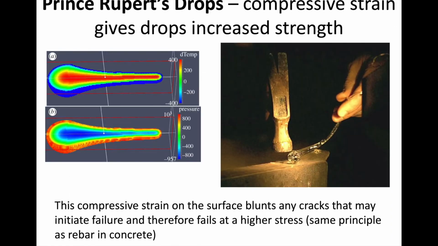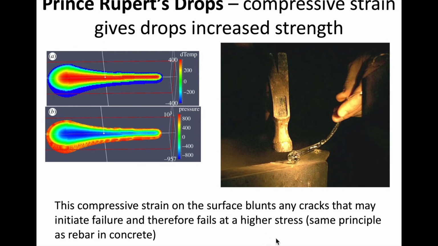What this gives us is that this compressive strain increases the strength of the material, because the compressive strain on the surface makes the material stronger. We saw that for brittle materials, glasses and ceramics, those materials are stronger in compression. The exterior is already under a state of compression, and that prevents any cracks that may be there from failing until we overcome that compressive strain.